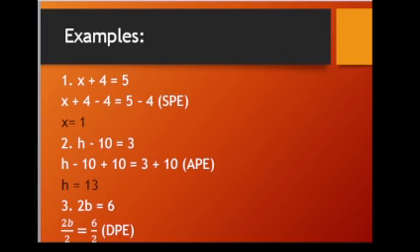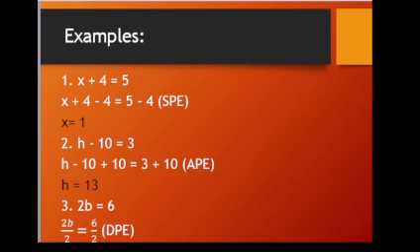Number 3, we have 2b is equal to 6, or 2 times b equals 6, because if a number and a variable are put together, that means you need to multiply. And we will apply DPE here. DPE is division property of equality. So whatever number you're going to divide at the left side of the equation is the same number that you're going to divide also at the right side of the equation. Since 2 is together with b, we need to divide both sides by 2.